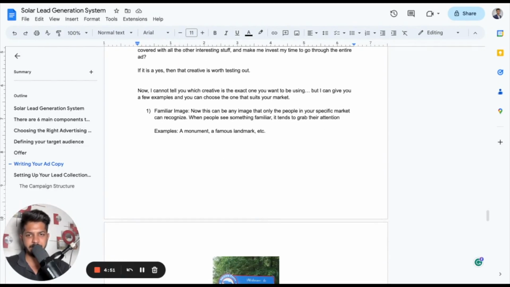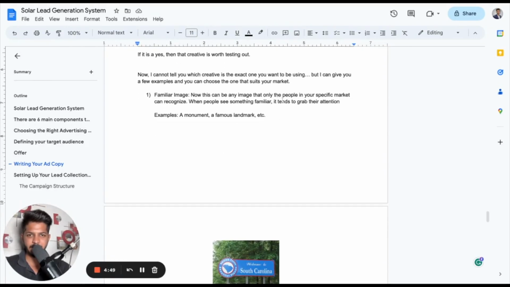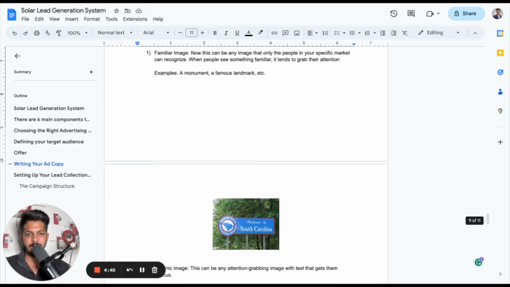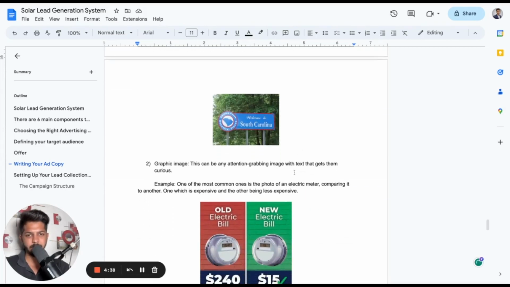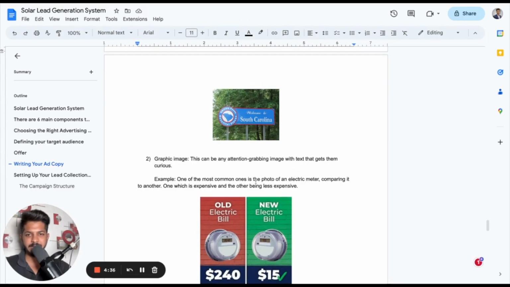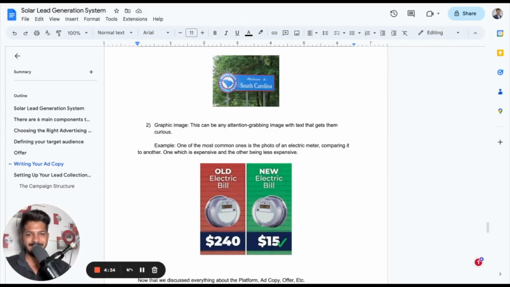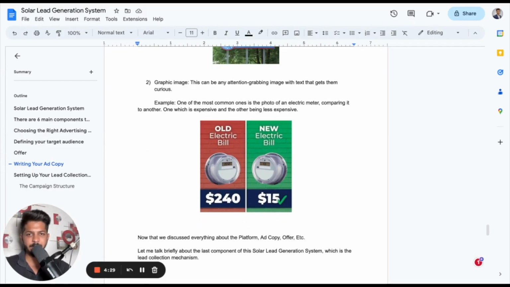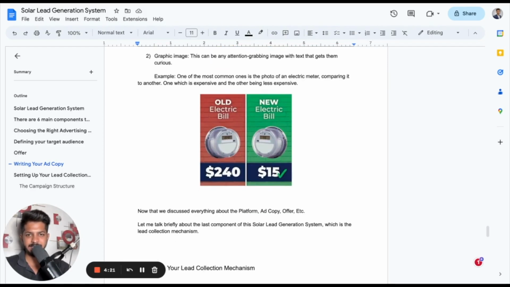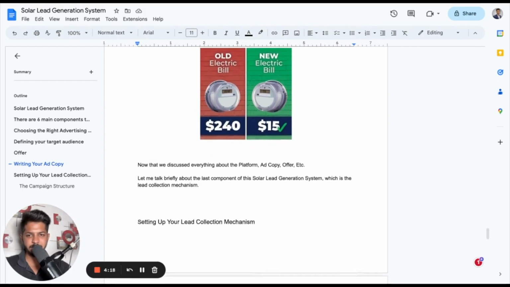Firstly, we have the familiar image. Now, this can be any image that only the people in your specific market can recognize. When people see something familiar, it tends to grab their attention. Examples can be a monument, a famous landmark, or even the welcome sign to your state. Second, we have the graphic image. This can be any attention grabbing image with text that gets them curious. Example, one of the most common ones is this photo, as you can see, of an electric meter, comparing one which is expensive with another one which is less expensive.